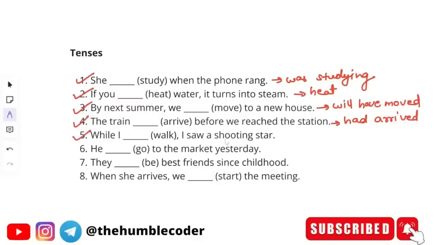Next question that we have. While I walk, I was a shooting star. So the correct, I saw a shooting star, sorry. So the correct answer will be while I was walking, I saw a shooting star.